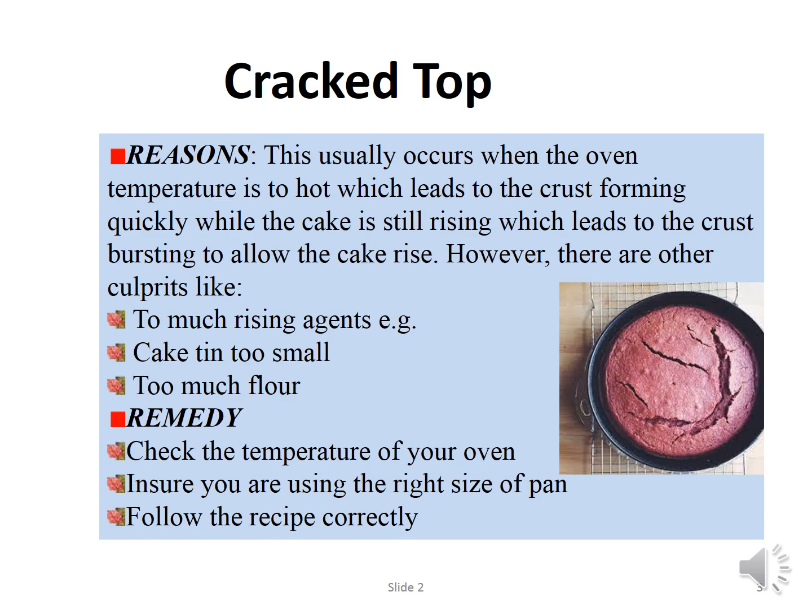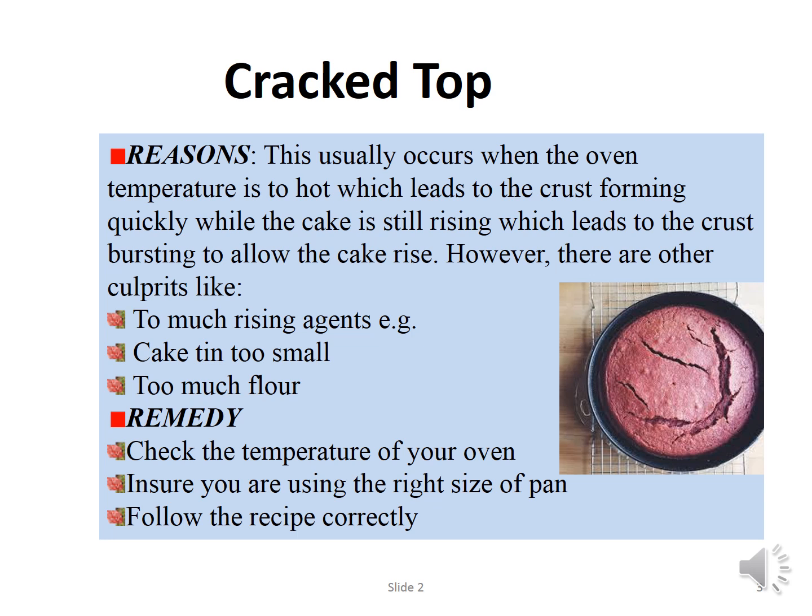Next cake fault is cracked top. This fault is very common and this generally occurs when the oven temperature is very hot. As a result, what happens? The crust is formed very quickly when the cake is still rising, and this as a result gives rise to cake burst.